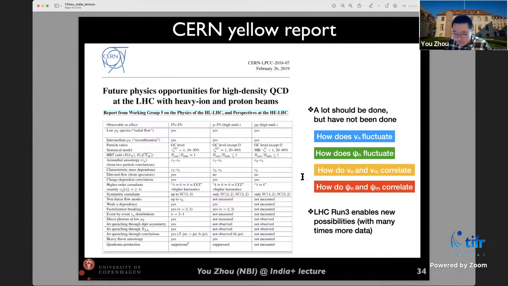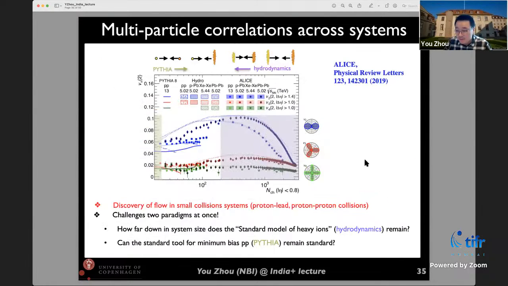And now, as most of you know, LHC Run 3 has already started. And we will have much faster data taking, especially in ALICE. So I would say LHC Run 3 will enable new possibilities with many times more data compared to Run 2. And I hope some of you will be interested in finishing the missing part in this table. I will just quickly show you two examples of the flow measurements at Run 2.